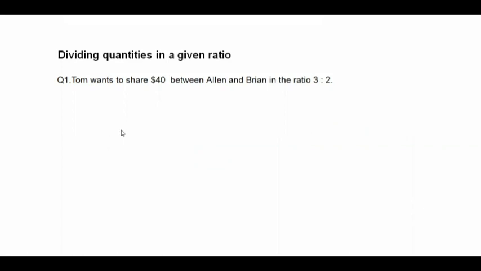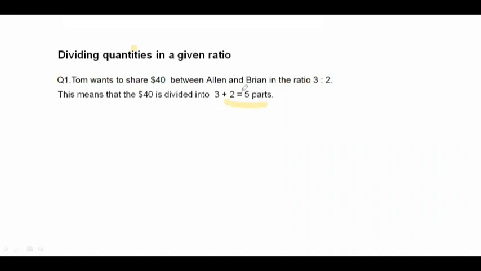For example, here, Tom wants to share $40 between Alan and Brian in the ratio 3:2. So what we need to do here is first find how many parts. So here we can see the total number of parts. This means that $40 is divided into total number of parts, which are 3 plus 2, which is 5. So 3 plus 2, we get here 5 parts.